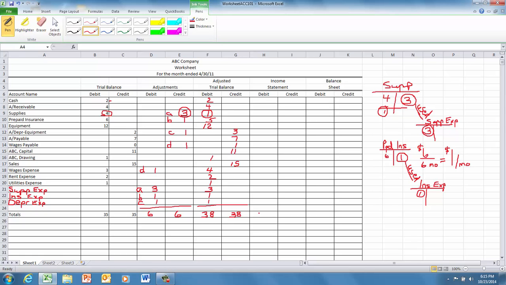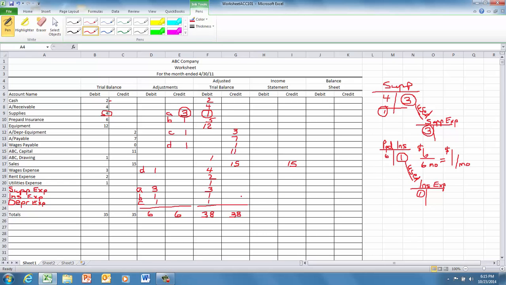Now, I simply put the numbers from the adjusted trial balance into either the income statement or the balance sheet columns. And as we had discussed, the income statement columns is revenues and expenses only. The balance sheet columns will be everything else. So I start with my revenues and expenses. That starts with sales as my revenues, so I put that in the income statement columns. And if it's a credit, it stays a credit. If it's a debit, it stays a debit.